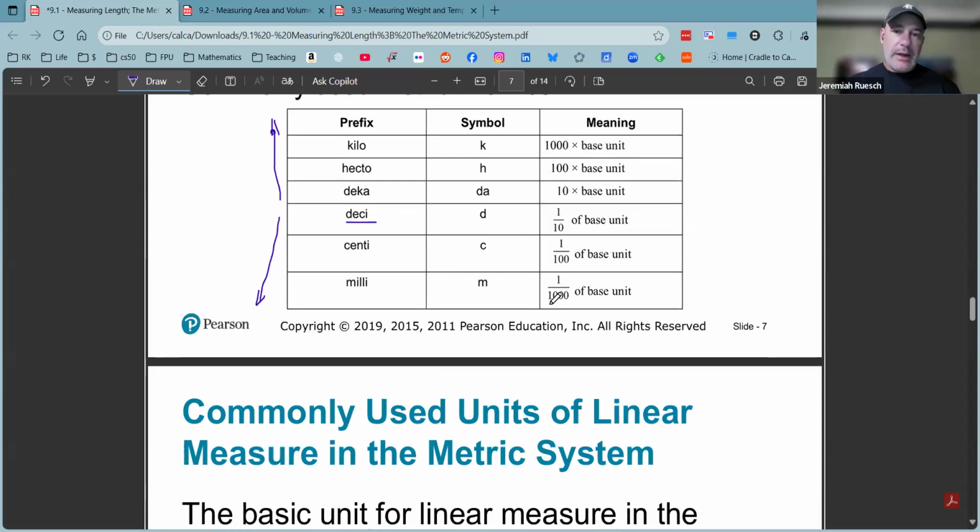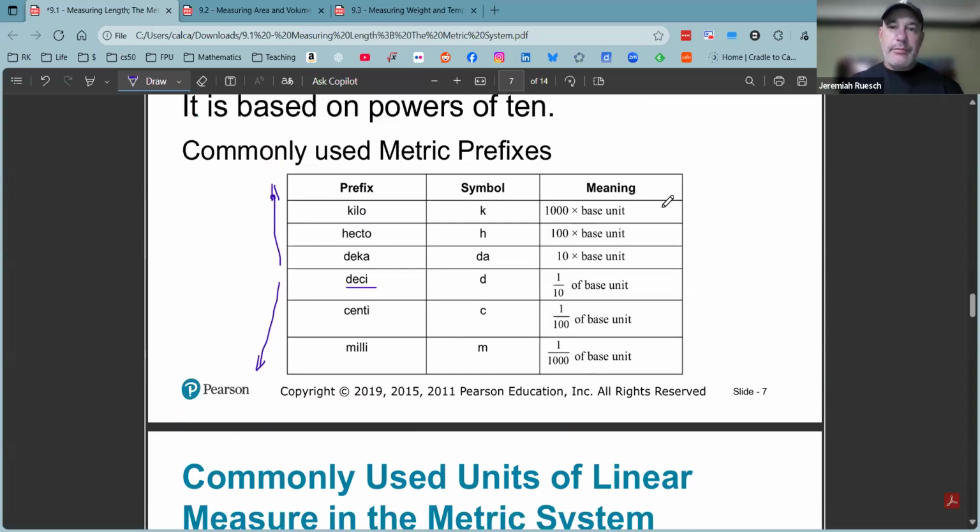Okay. All right. Also notice here the meaning of them: as you go up the scale, you're multiplying each power by 10, and as you go down the scale, you're dividing each power by 10. So this is really one of the things that's popular, why the metric system is so useful: the fact that it's a base 10 system.